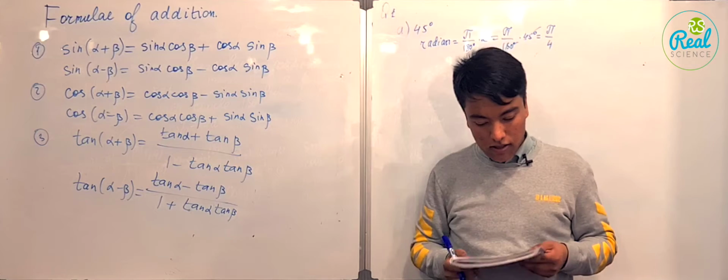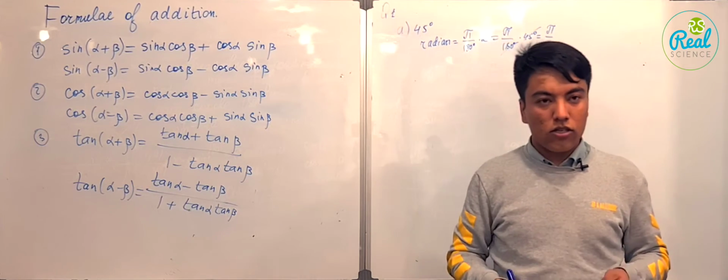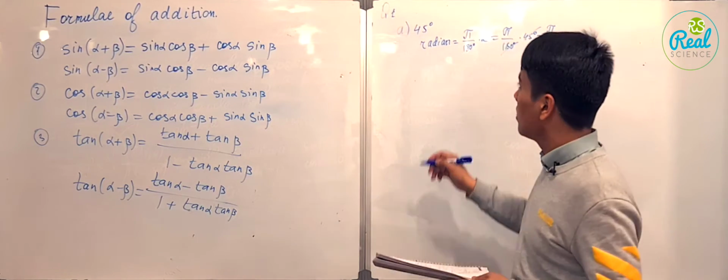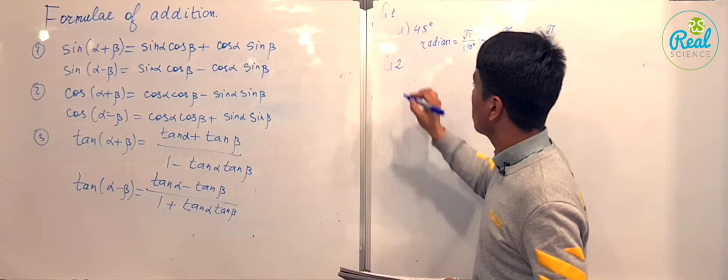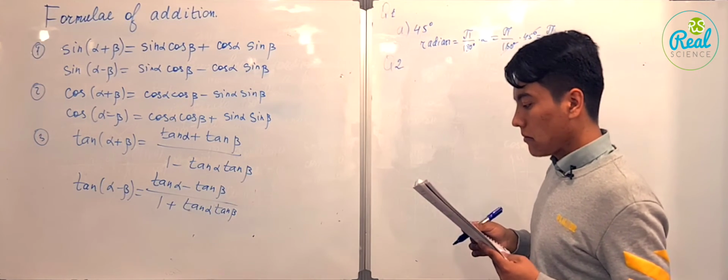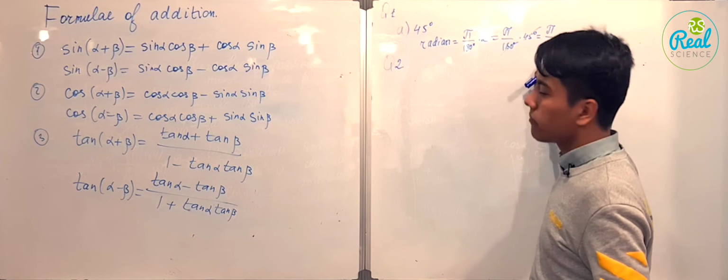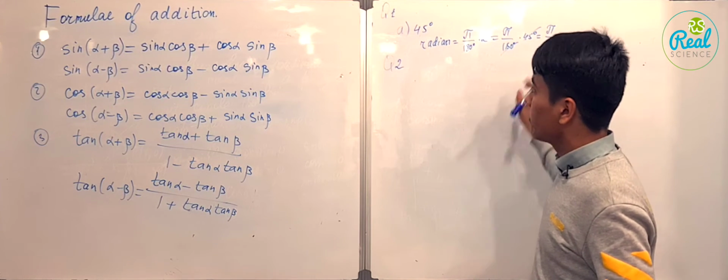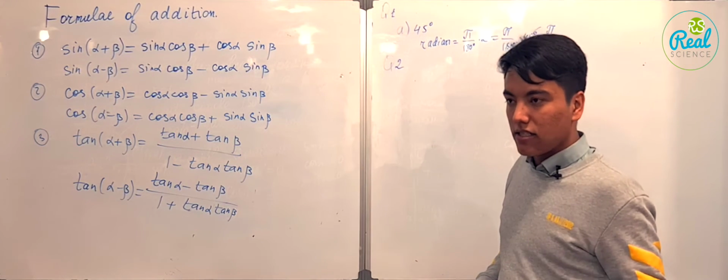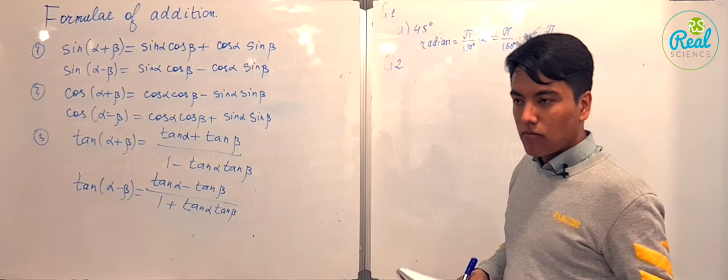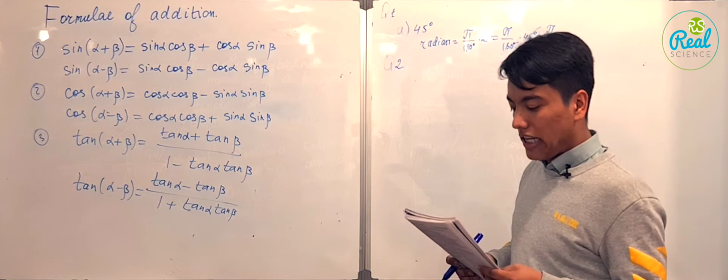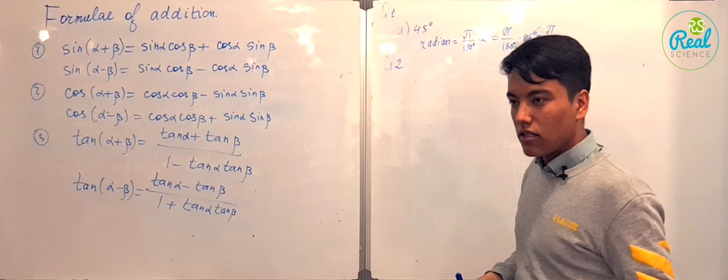That's it. Did you understand the first question? Here it says express in radians. Does it mean from angle to radian or from radian to angle? Express in radians, so from angle to radian. That's it.